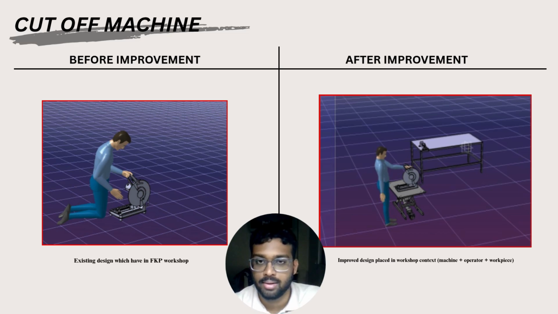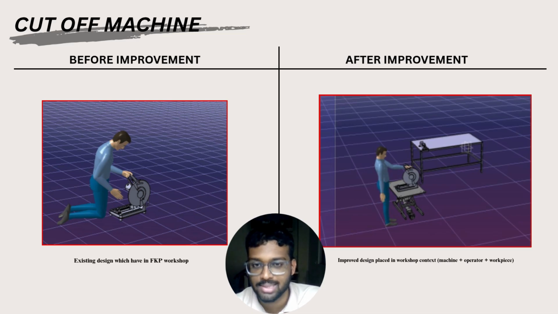This slide compares the existing design and the proposed design. On the left side, we can see the existing condition. The operator is kneeling and bending forward because the cut-off machine is positioned at floor level. The posture creates high stress on the body, especially on the back, knees, and shoulders. On the right side, the proposed design allows the operator to stand upright while operating the machine. The machine is lifted by the hydraulic jacking table to a more appropriate level.